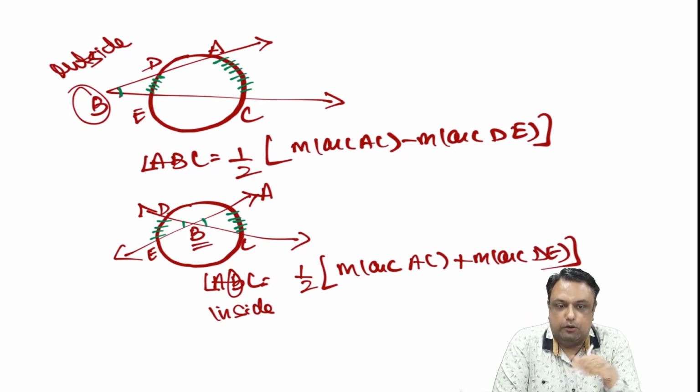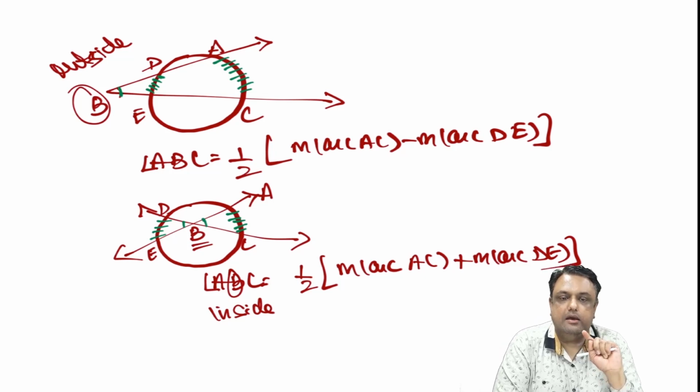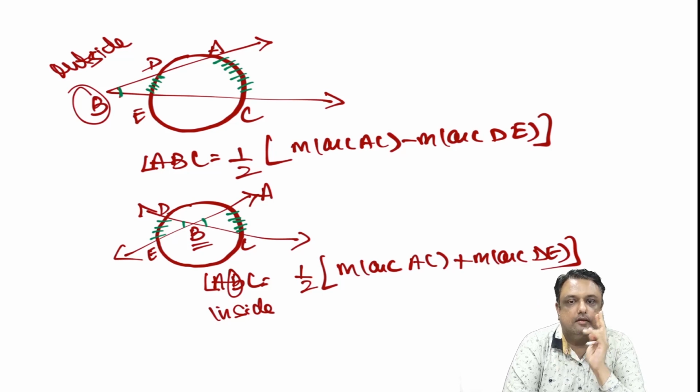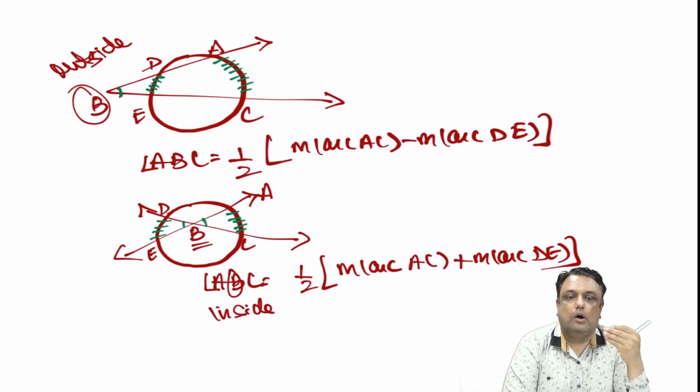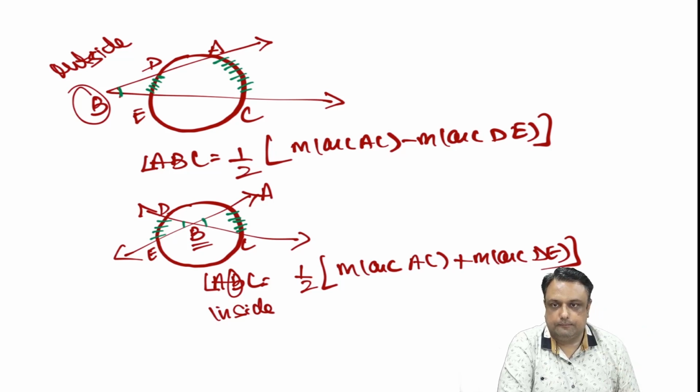Vertex outside, it will be difference of the arcs. Vertex inside, it will be sum of the arcs. Vertex outside will be difference of the arcs. Vertex inside will be sum of the arcs. Okay, so let us do this.